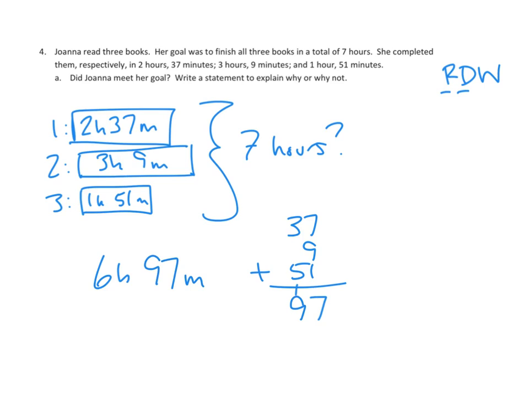I'm noticing something about 97 minutes. That's more than an hour. So I think we want to break out our minutes into 60 minutes and 37 other minutes. The 60 minutes will combine with the 6 hours to give us 7 hours and 37 minutes. Now, is that less time than her goal? Nope. It's more. Her goal was 7 hours. And so we're going to have to write a statement that reflects that.